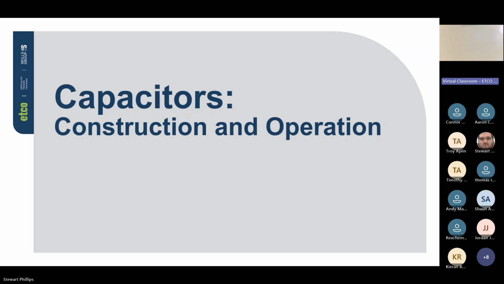Every electron has a charge. We looked a little bit at that in atomic energy, but every electron has a charge. And so when we talk about a material having a charge, we're talking about how many extra electrons are stored in that material.